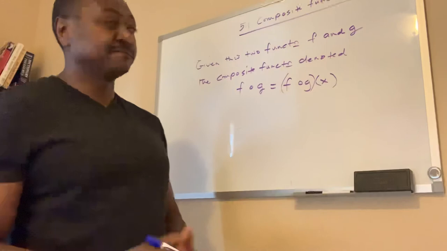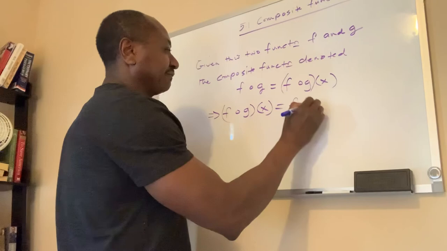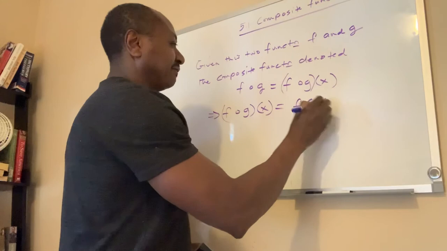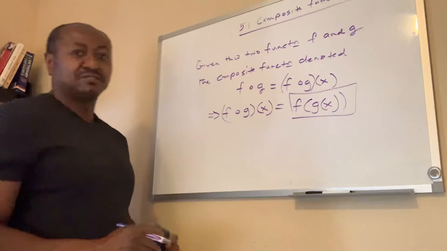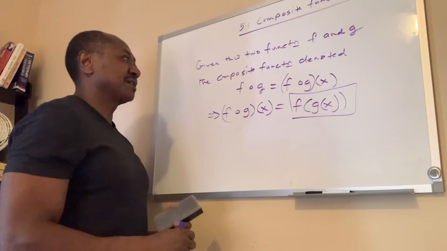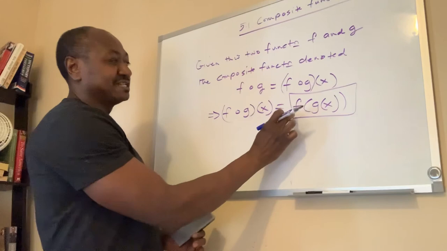And this translates into, if we have the function f composed with the function g, it is the same as saying that the function f of x is written as the function f of g of x. This is the composite function, the composition of the two functions f and g. So a composite function means that f is composed with some function g, and it's written as f of g of x.